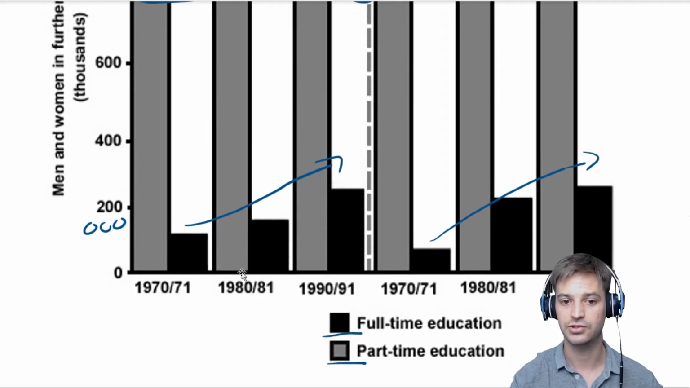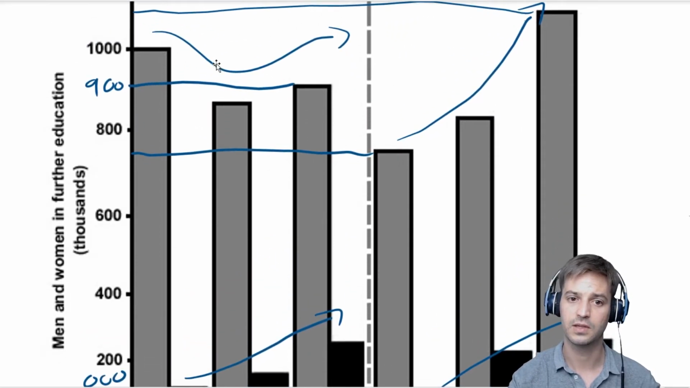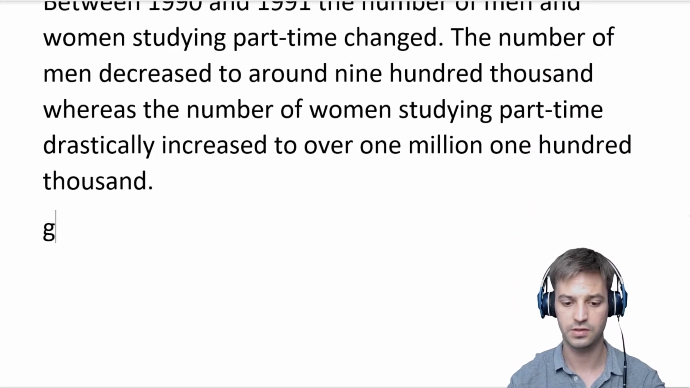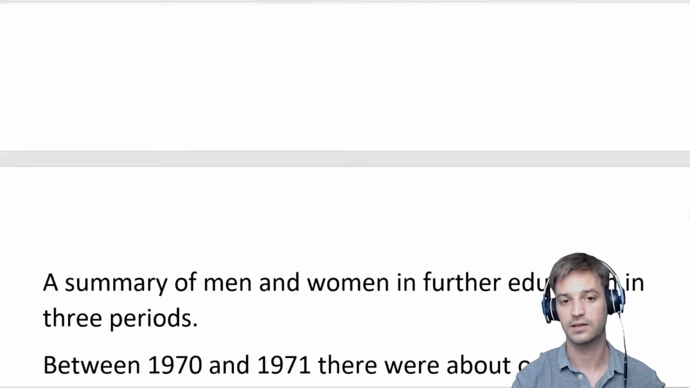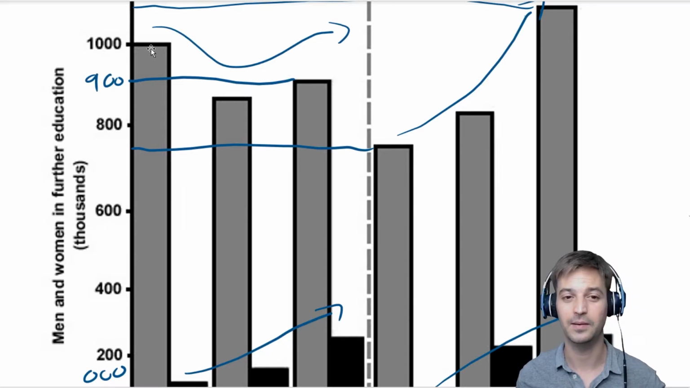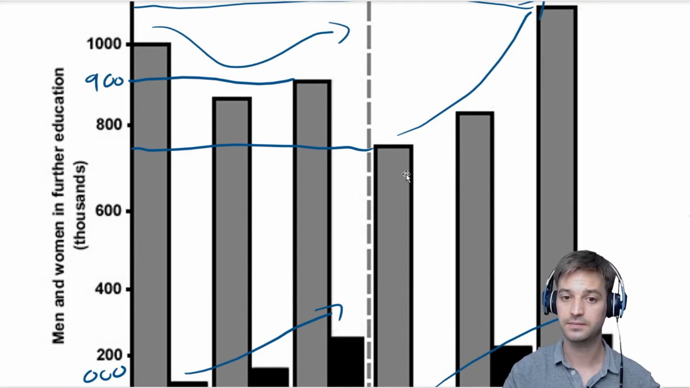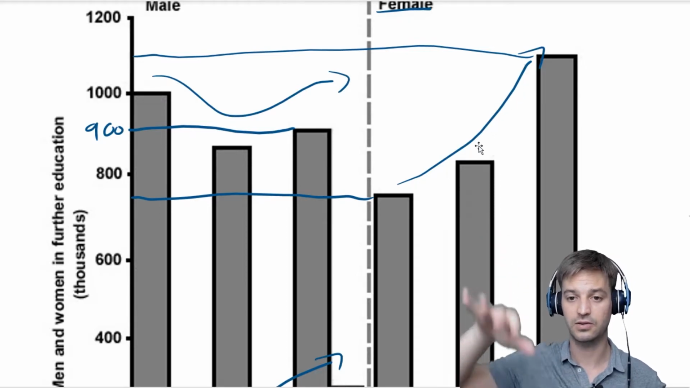Let's look at full-time education. We can talk maybe a little bit quickly generally. Let's say generally speaking, if you look at this chart, generally speaking, the number of men studying part-time at university in the UK generally decreased, whereas generally the number of women studying part-time in the UK increased.